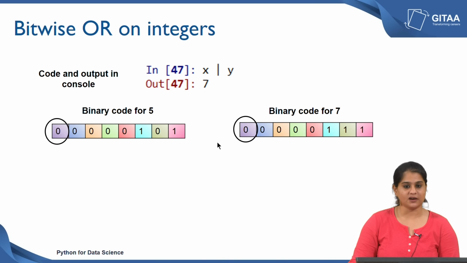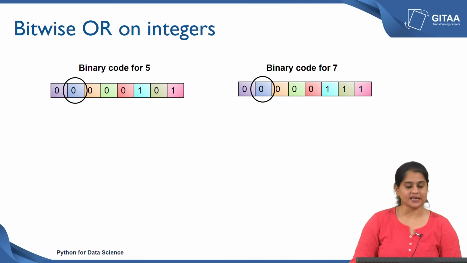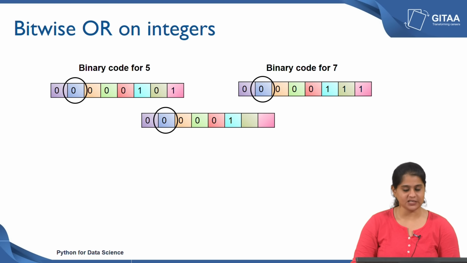Both these serve as my input operands. Both these positions have 0, and hence the resultant will also contain 0. Now, let us take the second position. The second position also has 0 for both the binary codes, and hence the corresponding position in the resultant binary code is also going to be 0. I have highlighted the positions using circles to show you which cells I am referring to.